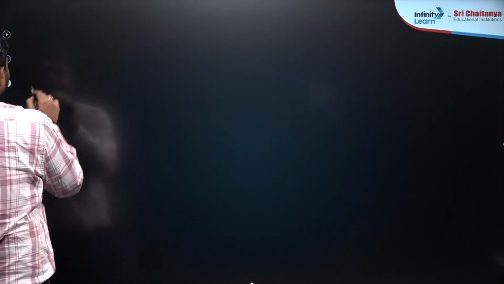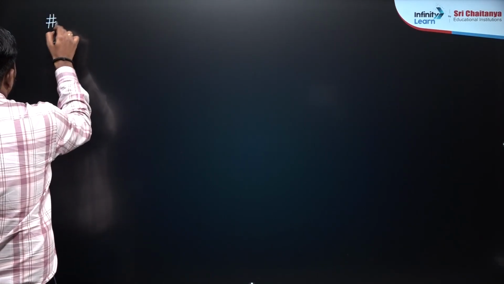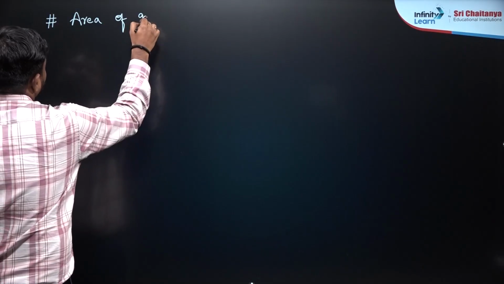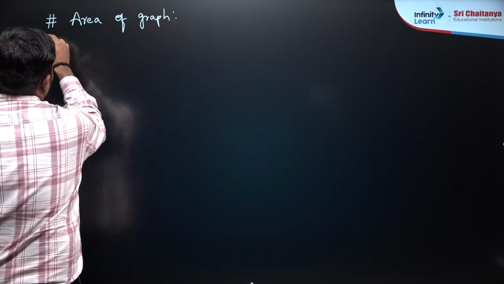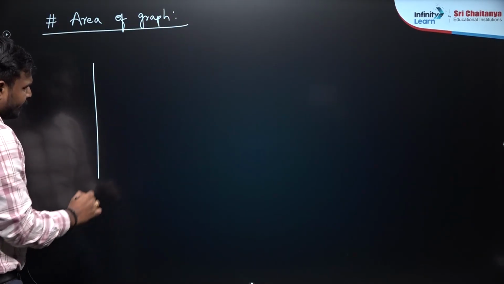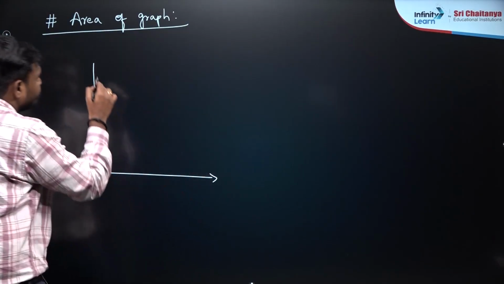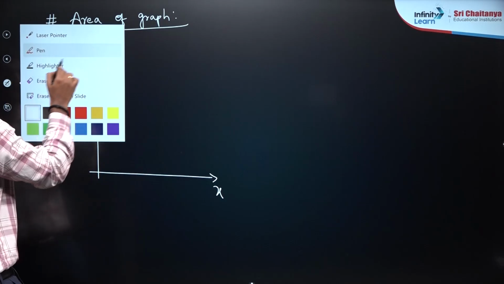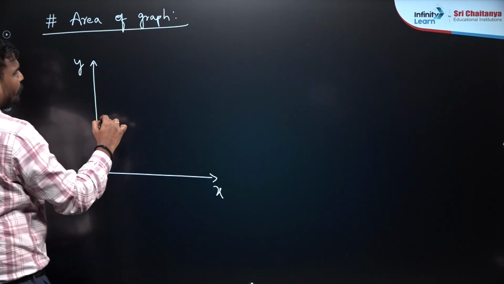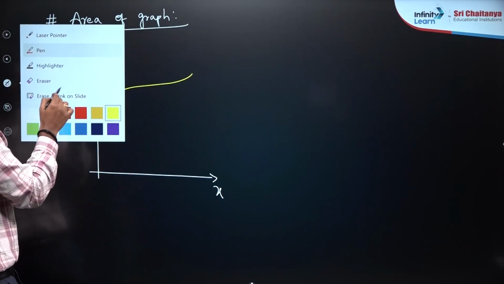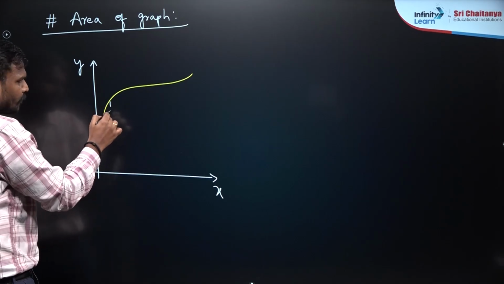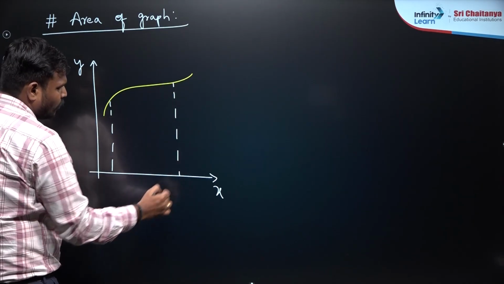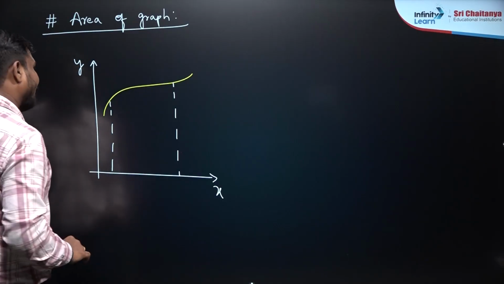Next concept we will go is area of a graph. So area of a graph is resembling with integration part. I hope you might have seen the lecture of integration as well. Okay. If not, pause it here and go learn integration and come back.